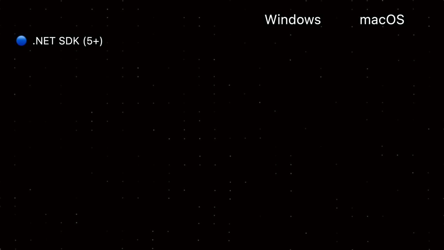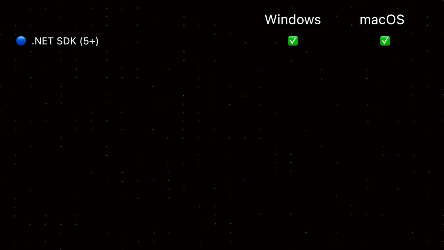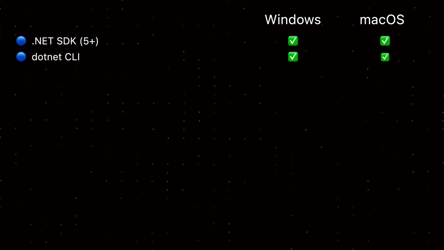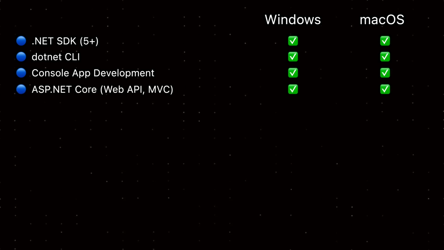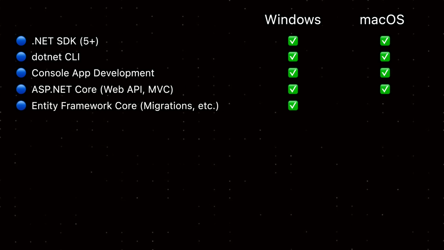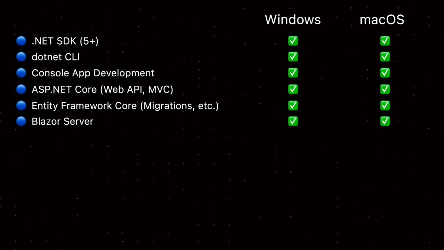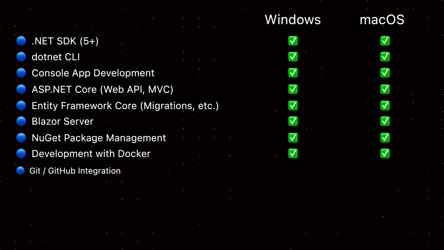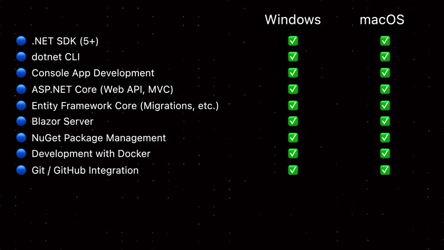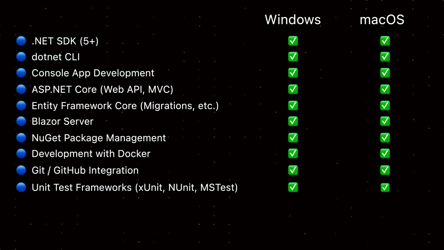First, let me go over everything you can do on both Windows and Mac. .NET SDK 5 and above, .NET CLI, Console App Development, ASP.NET Core, Entity Framework Core, Blazor Server, NuGet Package Management, Development with Docker, Git and GitHub integration, unit testing frameworks.